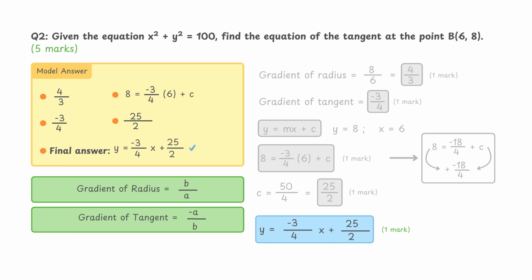So once again, remember the full method. Find the gradient of the radius, take the negative reciprocal to get the gradient of the tangent, then use y equals mx plus c and substitute the point to find the equation.